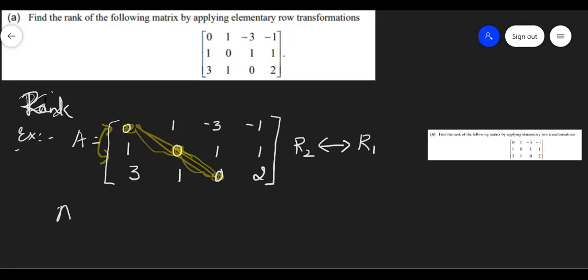So my matrix will be now, just write this as the first row and write these elements as the second row. So this is 1, 0, 1, 1, and this is 0, 1, -3, -1, 3, 1, 0, 2. Yes, done. Now here, just see, this is the diagonal now. Diagonal elements are 1, 1, 0. We have to reduce the below elements as 0, right?